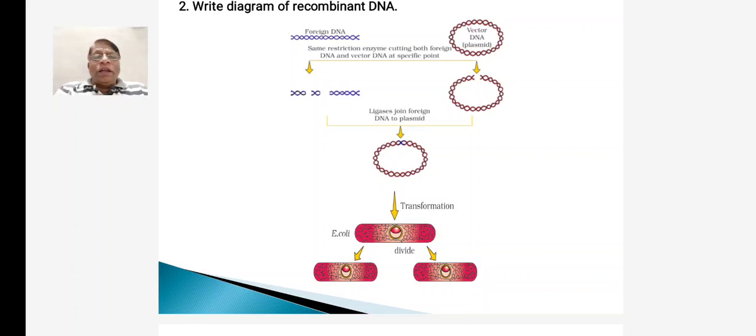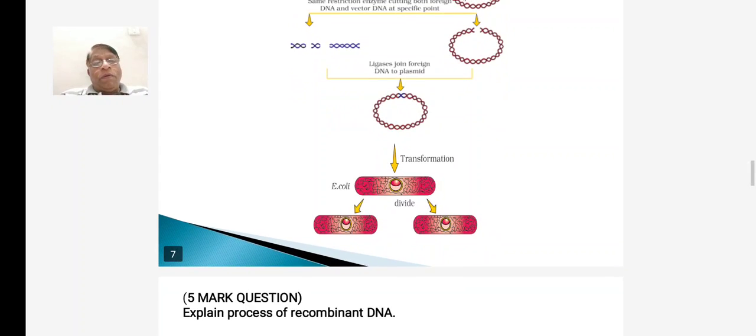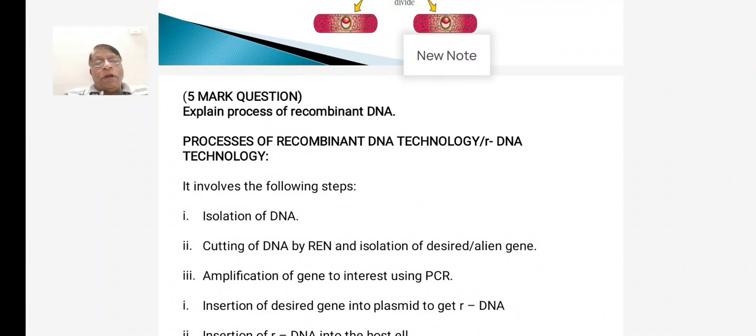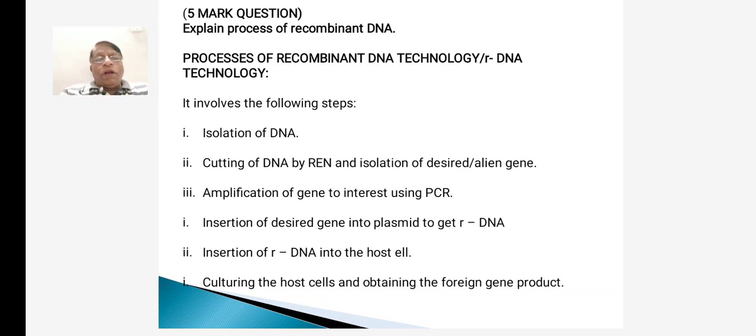Next, this can also be a 5-mark question. Explain rDNA technology or recombinant DNA technology. You must draw this same diagram. Explain the process of recombinant DNA technology. For the 5-mark question: the process of recombinant DNA technology, or rDNA technology, involves the following steps.